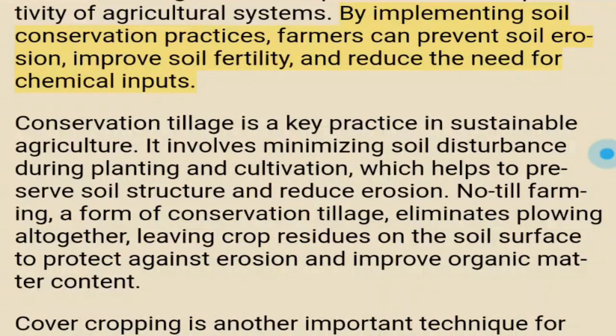By implementing soil conservation practices, farmers can prevent soil erosion, improve soil fertility, and reduce the need for chemical inputs. Conservation tillage is a key practice in sustainable agriculture. It involves minimizing soil disturbance during planting and cultivation, which helps to preserve soil structure and reduce erosion. No-till farming, a form of conservation tillage, eliminates plowing altogether, leaving crop residues on the soil surface to protect against erosion and improve organic matter content.